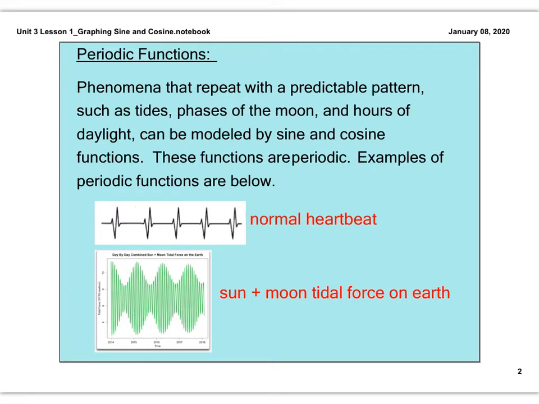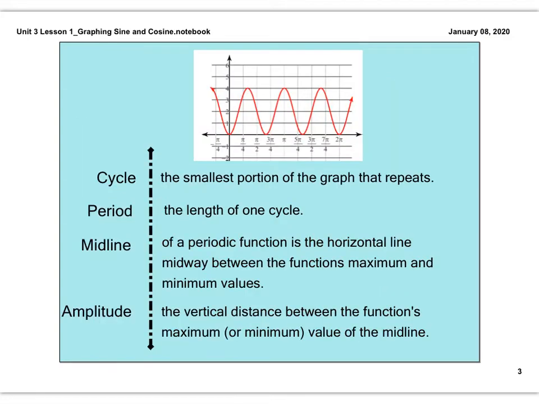Like you can see in this normal heartbeat, if you were just laying in bed resting and had a resting pulse, your heartbeat would be pretty steady and it would keep repeating that same graph over and over. Same with the sun plus moon tidal force on the earth. We continually repeat the same rotation around the sun, which causes the tidal force to change on the earth in the same motion over and over and over again. So these are periodic functions.